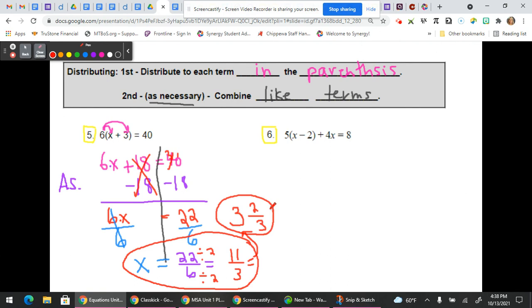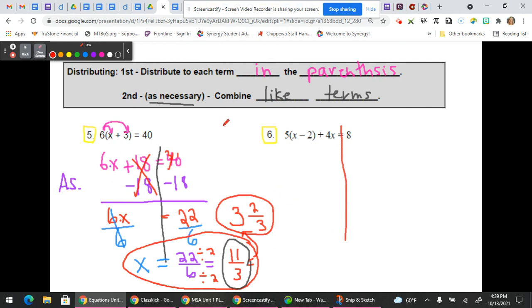So that one definitely was a little bit more challenging because of how it ended, and showing our work helped us get that fraction in there. So it would be completely okay to leave your answer as 11 over 3 or 3 2/3. Now, the last problem here, I am going to find my equal sign and put my line in. And here's what I notice.